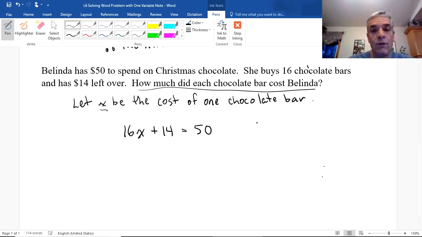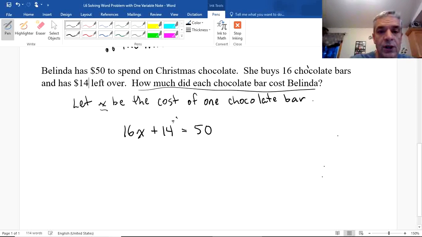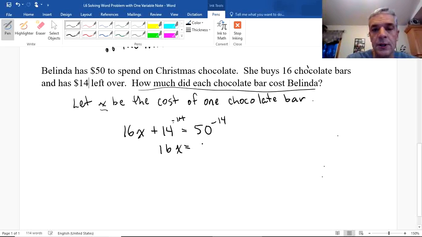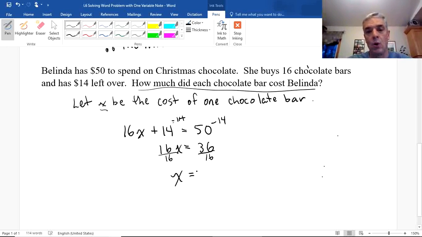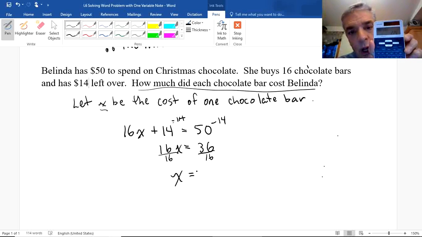Now it's a matter of solving it. So I'm going to subtract 14 from both sides, and I end up with 16x equals 36. Now I want to solve for x, so I'm going to divide each side by 16, and I get x equals, well, that doesn't look like it's going to be a whole number, so I'm going to grab my calculator and go 36 divided by 16, and it works out to a perfect $2.25.